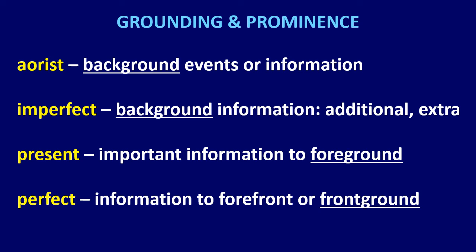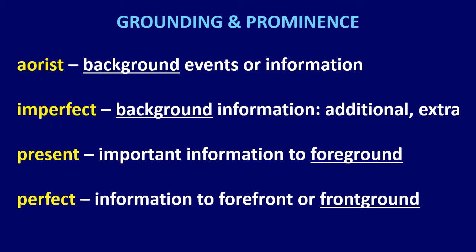And sometimes an imperfect tense form of a verb will be thrown in there, and that too provides background information, but it's considered as extra or additional information to what the aorist tense provides. And then when you come to the use of the present tense in a narrative setting like that, this often is used to provide important information that is brought to the foreground. So it's zooming in a little bit on information that's more front and center in terms of the storyline.